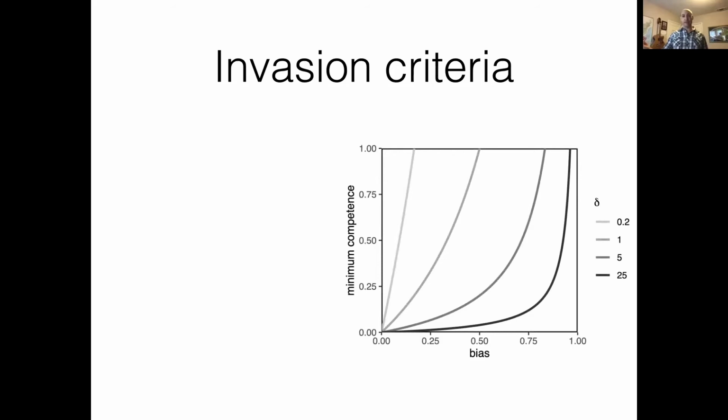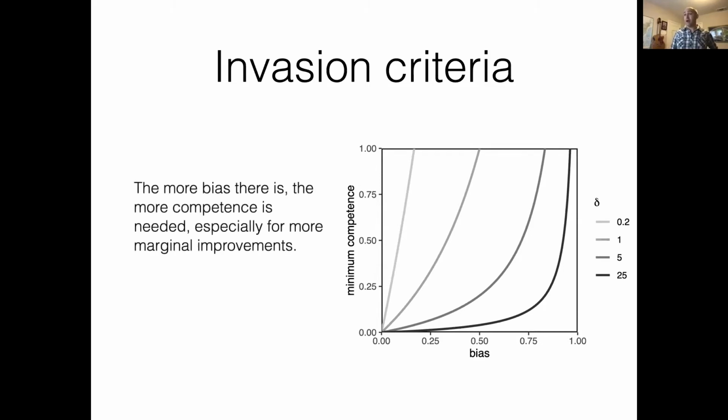And so imagine, yes, it's an uphill battle. So the question here is, when will it spread? So this is for different values of delta. This is the minimum competence needed in a community for a better method to spread as a function of the bias in that community, right? So what this shows is that the more bias there is, the more competence there needs to be. And for marginal improvements, there really needs to be a lot of competence.